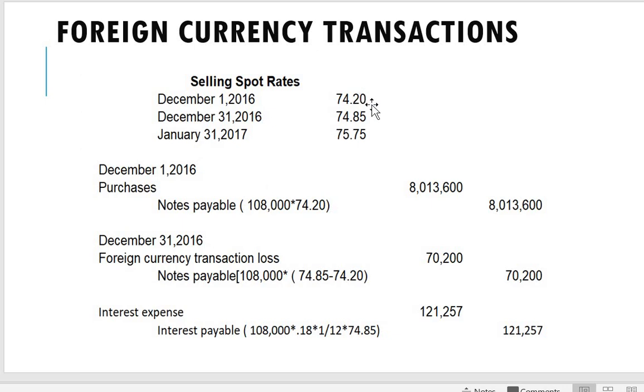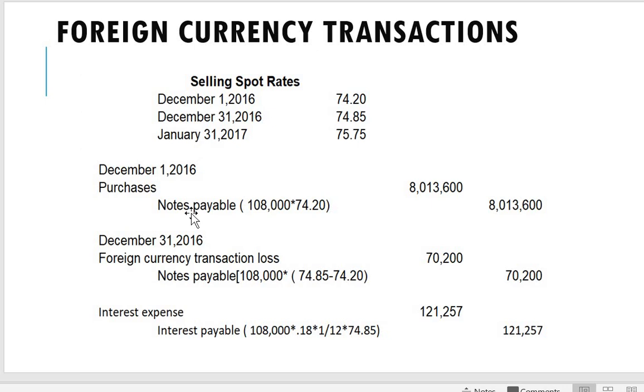On December 31, 2016, the direct exchange rate increased. And we do have notes payable. So therefore, we have a transaction loss, because we have an exposed liability and the exchange rate increased. Since the exchange rate increased, the notes payable also increased. So that's why we have a loss.